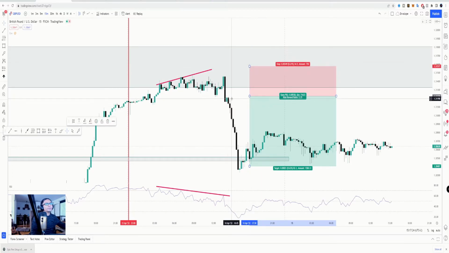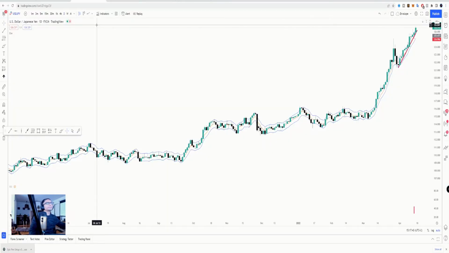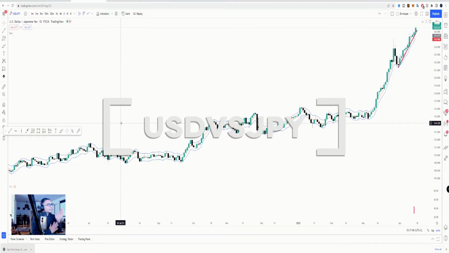Your entries, you can do also in various styles and tricks, but this is just your basis. You are looking for a trigger. Find yourself a trigger. I like using the RSI. Find yourself a point of interest. I like using the daily chart. Then we are looking at the yen. Now the yen, guys, it's trending.